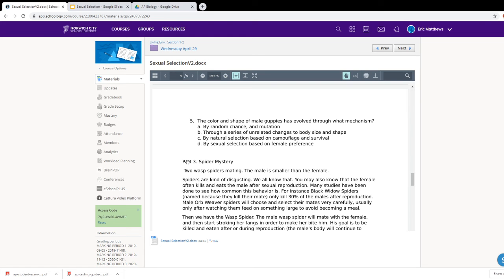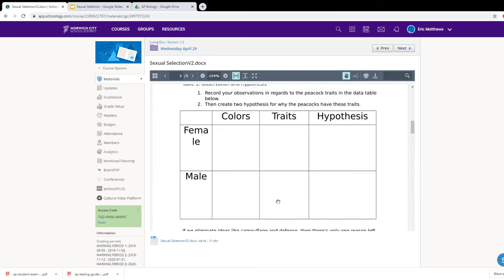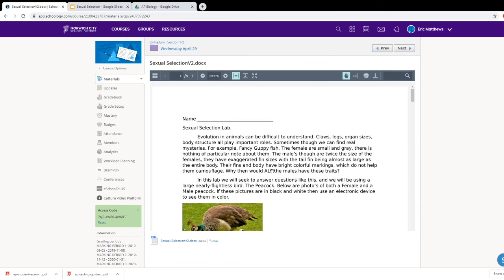We're also going to take a look at a mystery at the end of it. And I'm not going to go over that. I'm not going to talk about it because this is our sexual selection lab and I want to see what you guys come up with there. It's not hard. It should be pretty easy. And if you remember what we just talked about, then it makes it really easy.